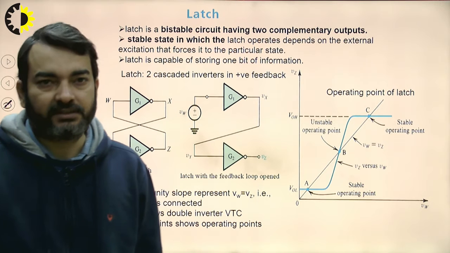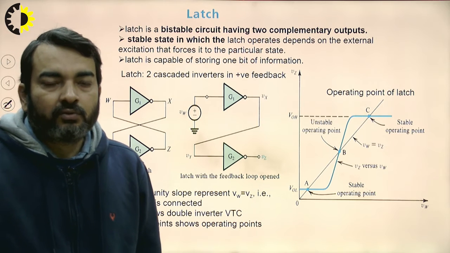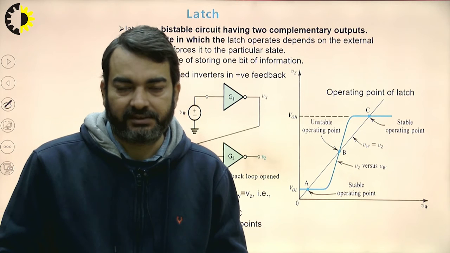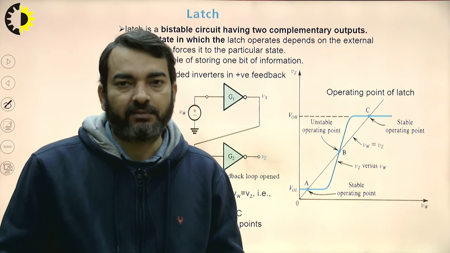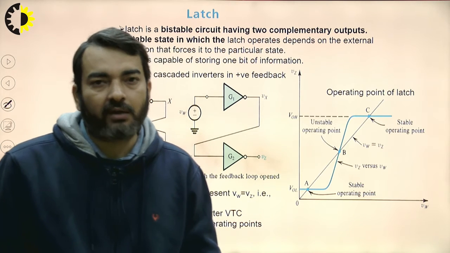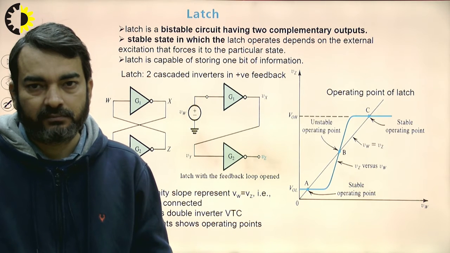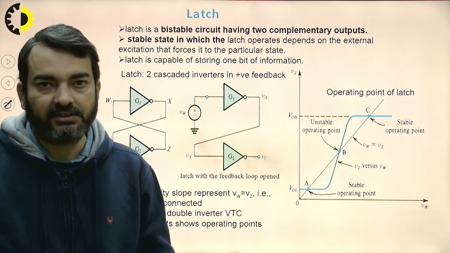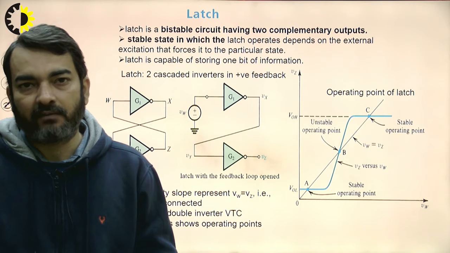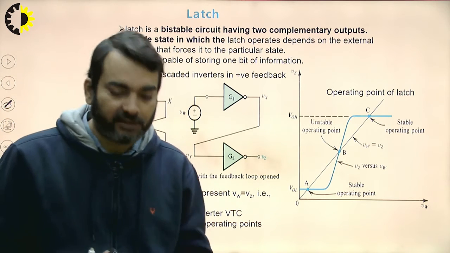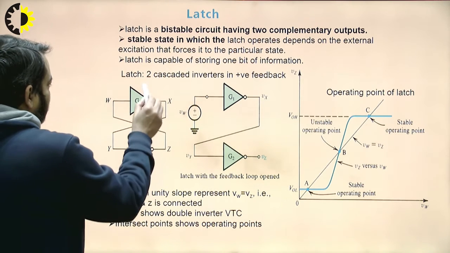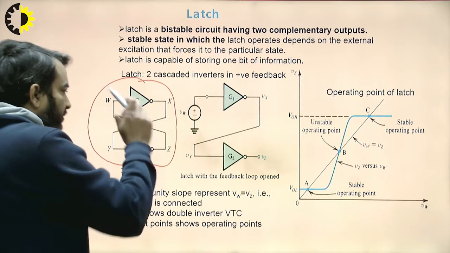Now we will see the latches. So what is the latch? Latch is a 1-bit storage device. This is a bistable circuit. A latch can hold a 0 or 1 state. So it will have two stable states, either 0 or 1. Before going into the detail of the latch, first we will see what is the basic core of a latch. The basic core of a latch consists of two cross-coupled inverters.